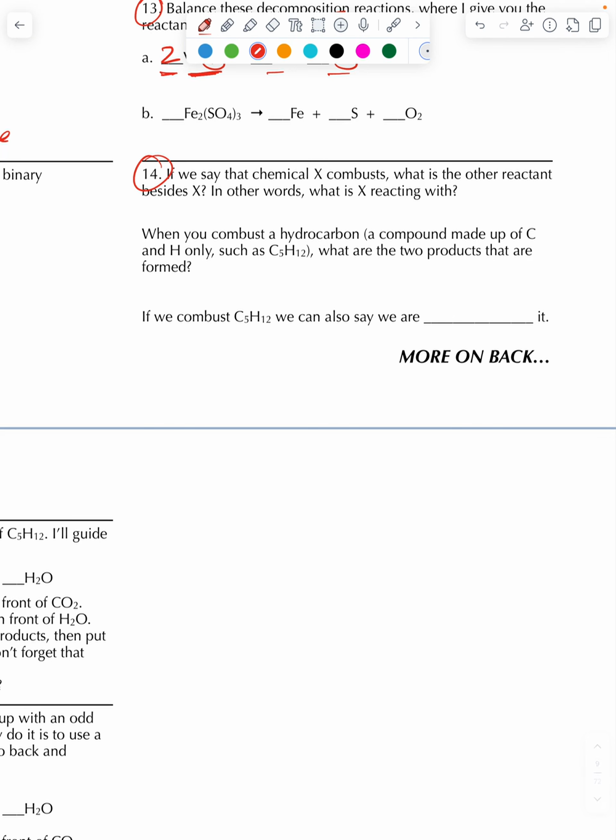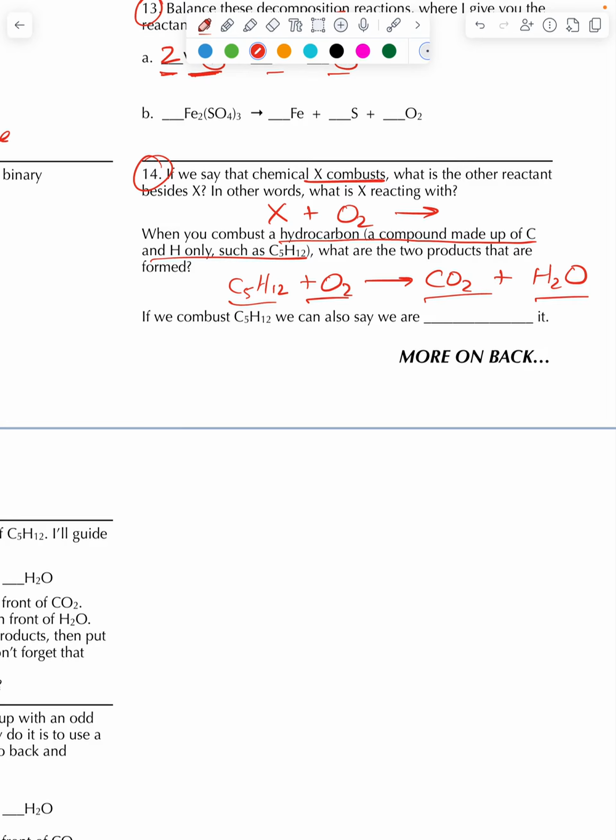So just as a reminder for 14, if I say X is combusting, that means it's reacting with O2. That's what combustion means. But what we practice a lot is combustion of a hydrocarbon. So when you combust a hydrocarbon, such as C5H12, we won't balance it here, that means we're reacting with O2, and the products, you need to memorize this or write it down, are CO2 and H2O. Okay, I'm losing my voice pretty early here. Let's see if I can hold off. I will balance it later, but know that when we combust a hydrocarbon, this is what the equation looks like.